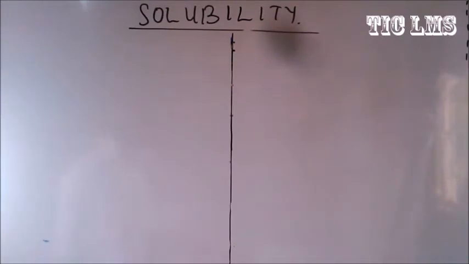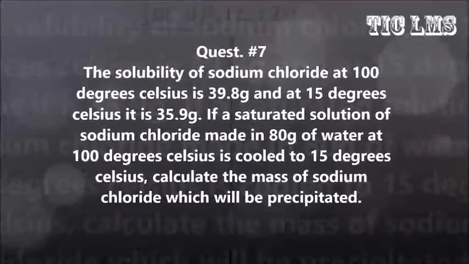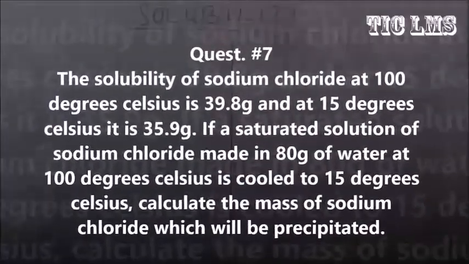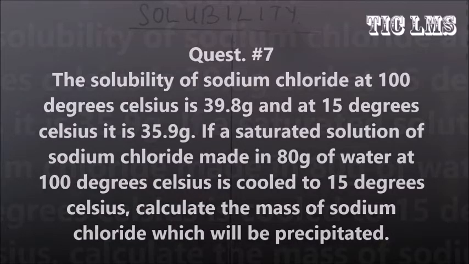We have the next question here, which says that the solubility of sodium chloride at 100 degrees Celsius is 39.8 gram, and at 15 degrees Celsius it is 35.9 gram. If a saturated solution of sodium chloride made in 80 gram of water at 100 degrees Celsius is cooled to 15 degrees Celsius, calculate the mass of sodium chloride which will be precipitated.